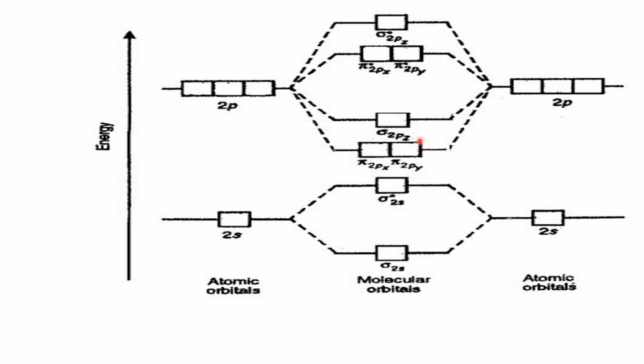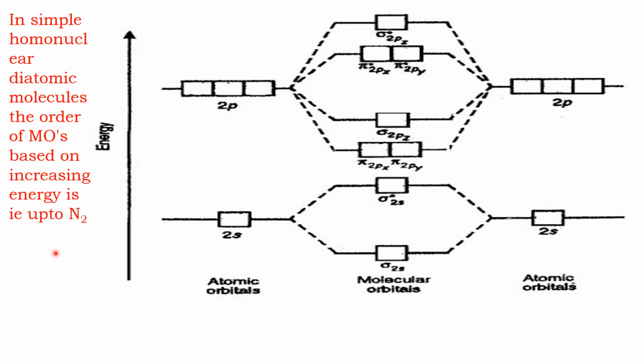molecule. I told you the overlapping of p orbitals to form molecular orbital will change with molecules. For 1s and 2s there is no change, but for p orbital there will be change. See here, this is the configuration up to nitrogen molecule.